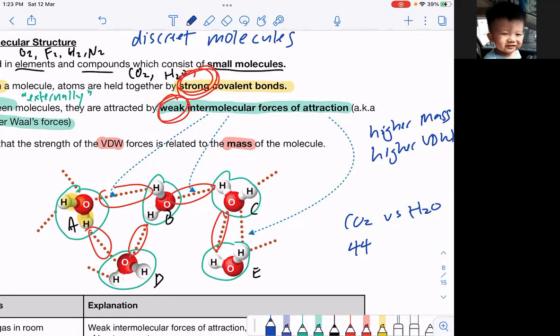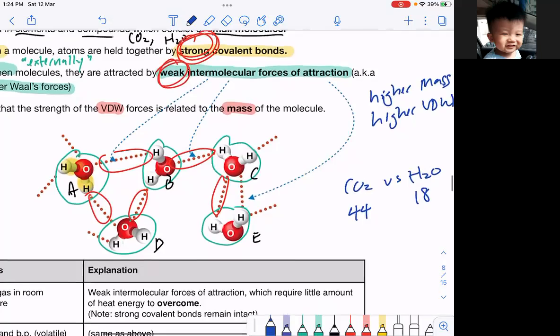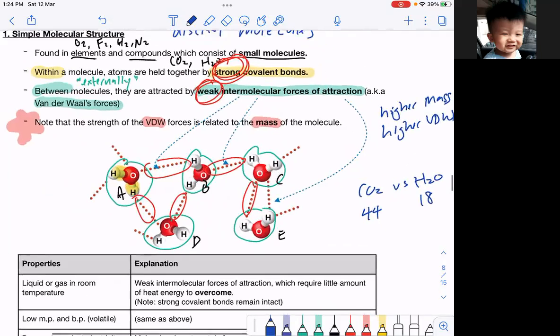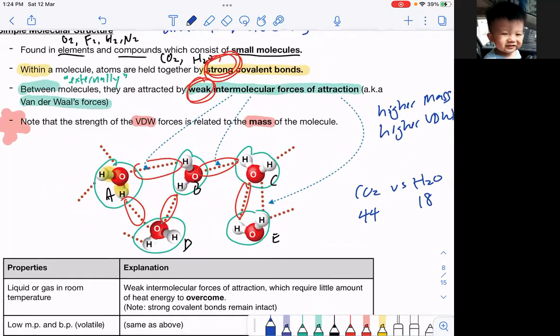Where do you go? Go to the periodic table. In the exam you have no notes, you only have the periodic table. So 2 H's and 1 O. 1 plus 1 plus 16, 18. So who is the winner? CO2 has higher Van der Waals forces, which means what?